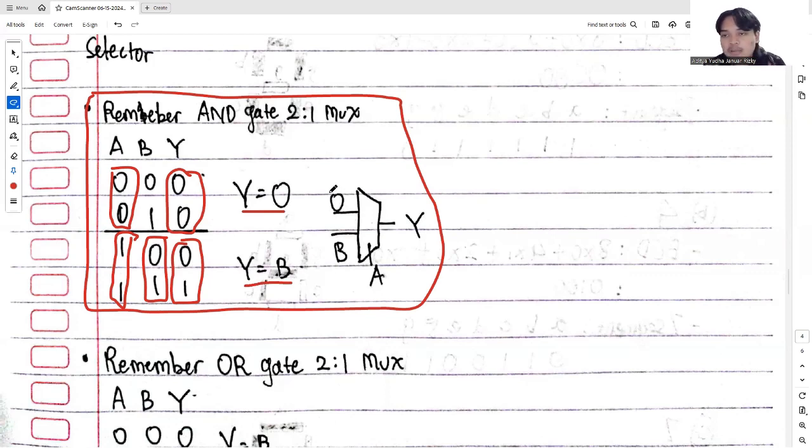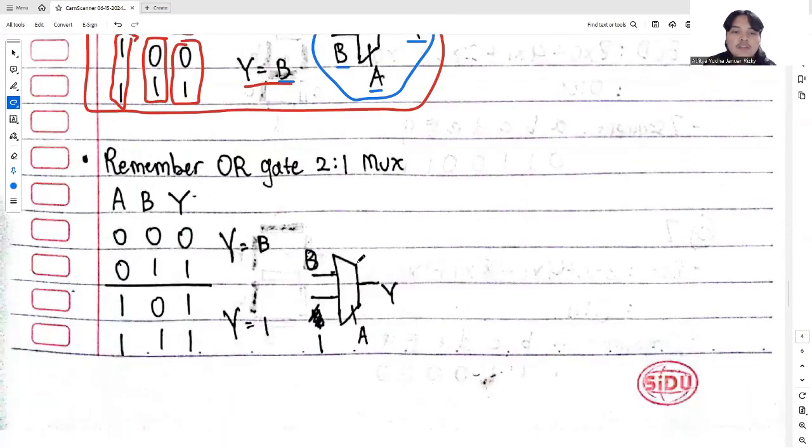Now, how about the circuit? The circuit approximately looks like this. As you can see, I'm using A as my selector, as I said before. B and 0 are my inputs, and Y is my output.